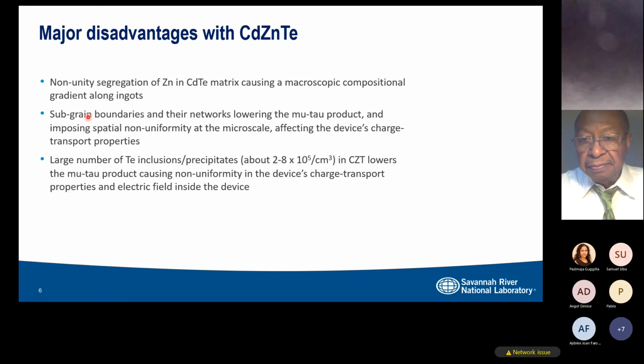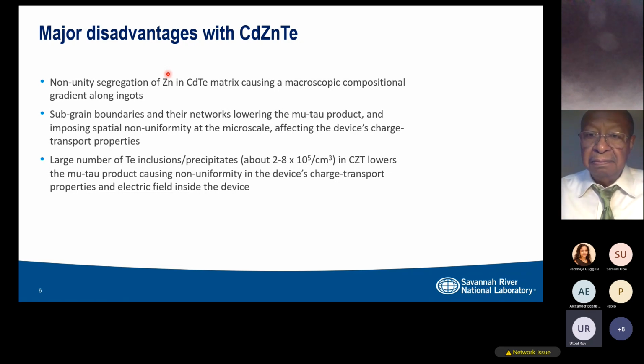Advantages of cadmium telluride, cadmium zinc telluride. The disadvantage is non-unity segregation of zinc, which means if you grow a cadmium zinc telluride ingot or a crystal of, suppose, 10 centimeters, the zinc concentration changes with the length of the ingot. So we cannot keep the zinc concentration constant throughout the ingot. We have to cut down or throw away some of the material, and keep the portion where the zinc concentration is uniform.